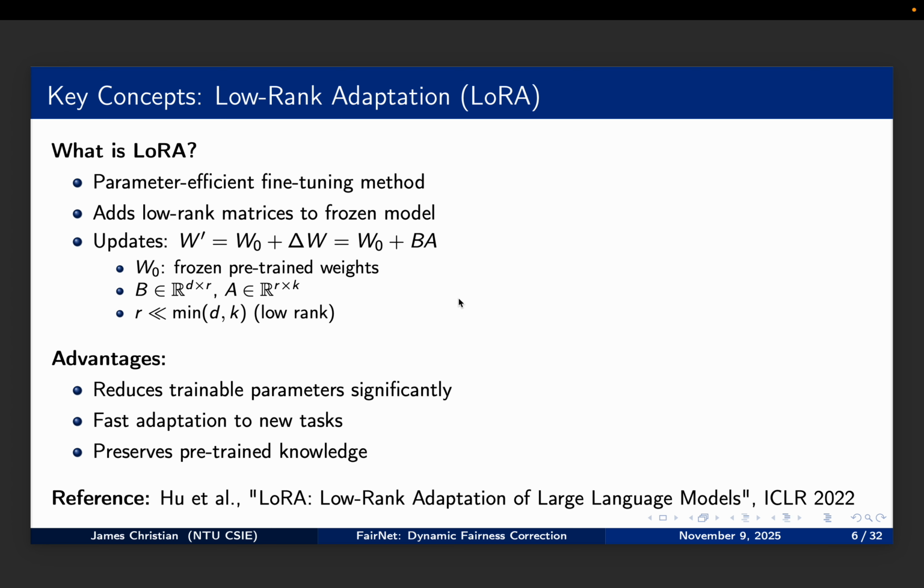Here, W0 is the frozen pre-trained weight, B is in R to the D times r, A is in R to the r times k, and r is much less than the minimum of D and k, meaning low rank. The advantages are it reduces trainable parameters significantly, enables fast adaptation to new tasks, and preserves pre-trained knowledge. The concept is from Hu's paper, LoRA: Low-Rank Adaptation of Large Language Models, at ICLR 2022.